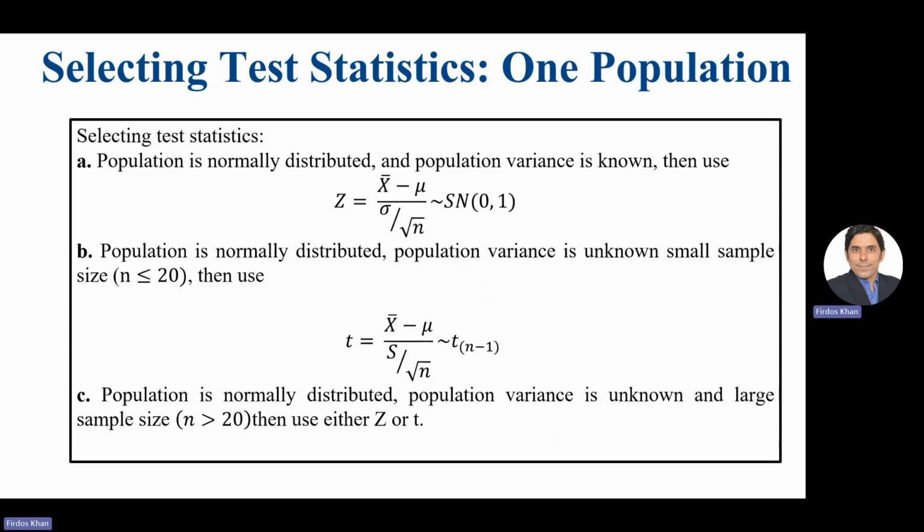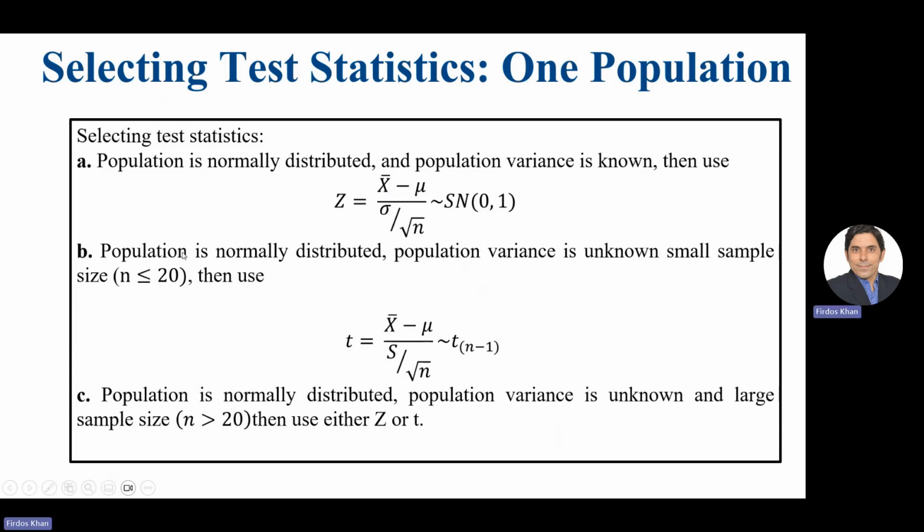Usually when you are testing about the population mean of a normally distributed population and the population variance is known, then you can use z equal to x bar minus mu divided by sigma over root n. We can use this as a test statistic, and it has a standardized normal distribution with zero mean and unit variance. So when the population is normally distributed and the population variance is known, you can use the standard normal distribution regardless of the sample size.